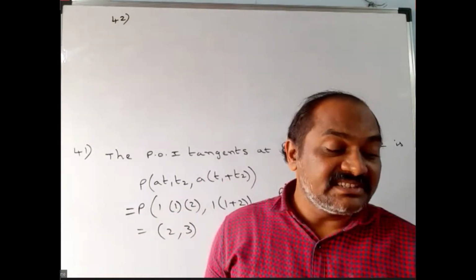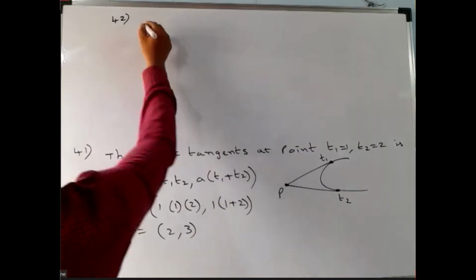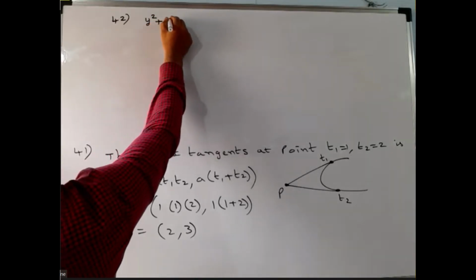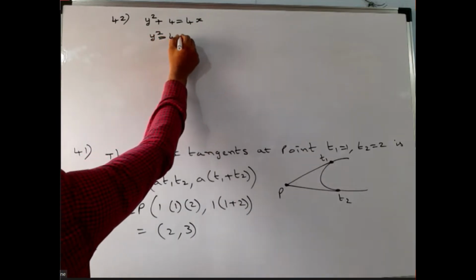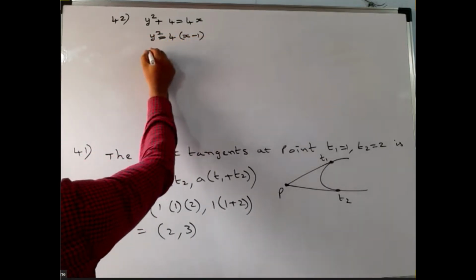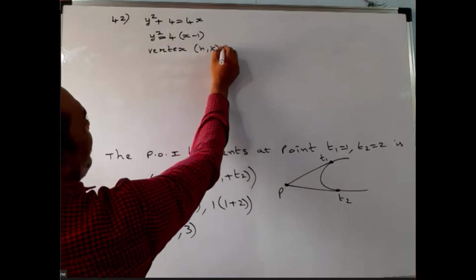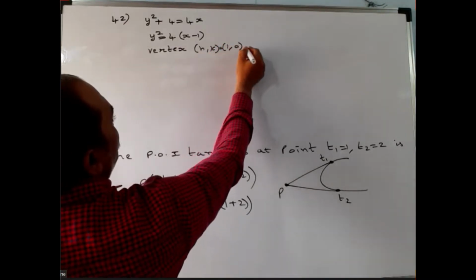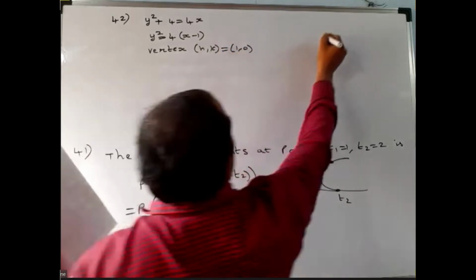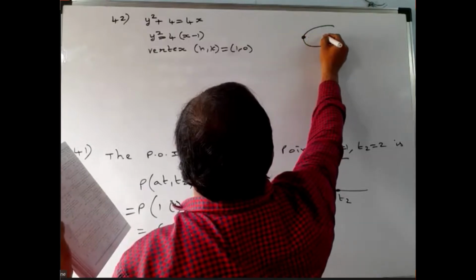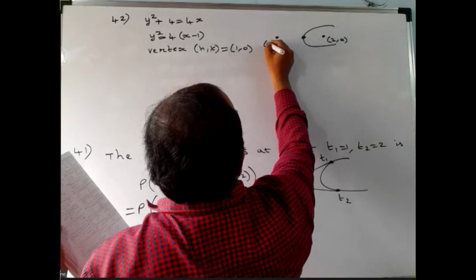The tangents from origin to the parabola inclined at an angle. So what is the parabola equation? y square plus 4 is equal to 4x, y square is equal to 4 comma x minus 1. It is a right parabola. Vertex h comma k is 1 comma 0. Students, this is the parabola. Focus 2 comma 0. This one is 0 comma 0.